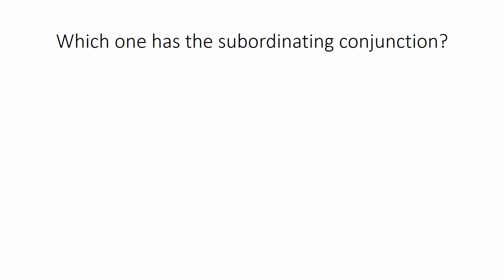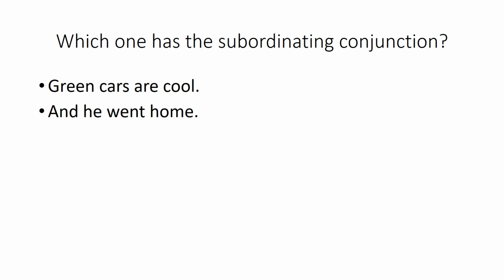So let's try practicing. Which one of the following clauses has the subordinating conjunction? Is it green cars are cool? And he went home? Or until Sarah arrived? Think about it for a moment. The answer is until Sarah arrived. Because Sarah is the subject, arrived is the verb, and this word that is in front of it is not a coordinating conjunction, it's not a noun, pronoun, or verb, and it is not an adjective or adverb. So it is a subordinating conjunction, and there we have the dependent clause. So that example, until Sarah arrived, is an example of a dependent clause.